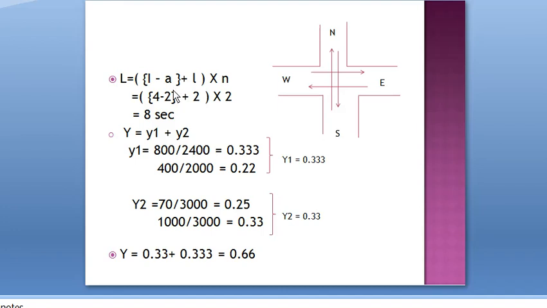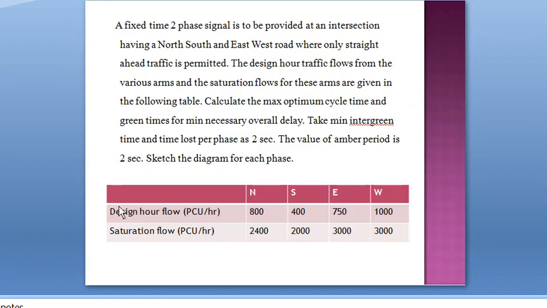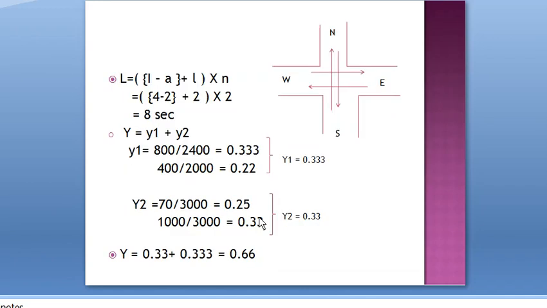The next step is to calculate the critical flow ratio Y. Here there are two phases, therefore the critical flow ratio is Y1 plus Y2. For that one table is provided, where the design flow, that is the normal flow Q, is given for north, south, east and west. Also the saturation flow towards north, south, east and west is given. Here we need only two values, Y1 and Y2. We calculate Q by S towards north and Q by S towards south, and take the maximum value in this phase.